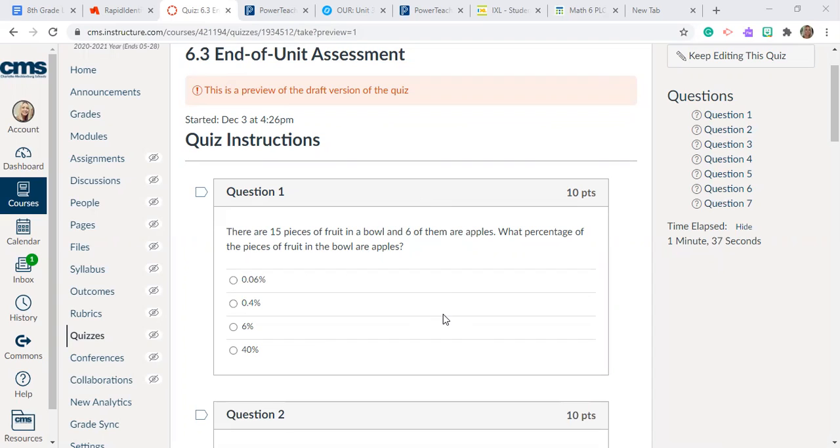There are 15 pieces of fruit in a bowl, and 6 of them are apples. What percentage of the pieces of fruit in the bowl are apples? Okay, we have 0.06%, 0.4%, 6%, or 40%. Go ahead and pause and do the work.